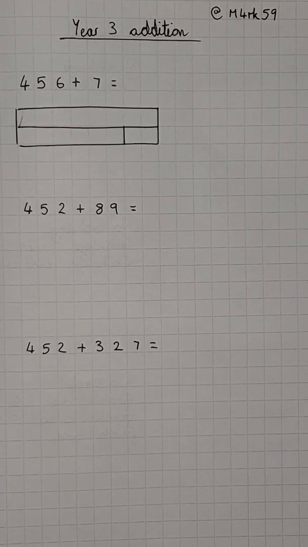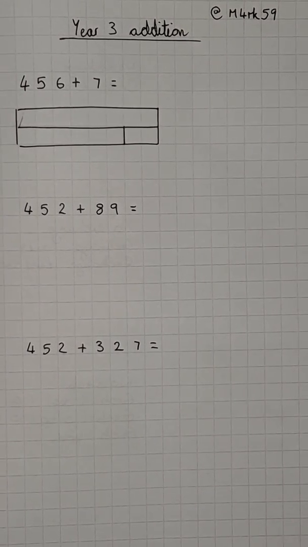Hello, today I'm going to be talking to you about the Year 3 addition objectives. The core learning that we will be focusing on today is 3-digit numbers add 1-digit numbers, 3-digit numbers add 2-digit numbers, 3-digit numbers add 3-digit numbers. So looking at the ones, tens and 100s with those.